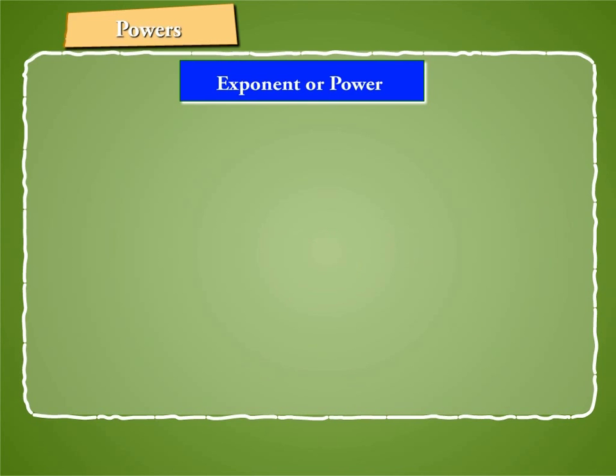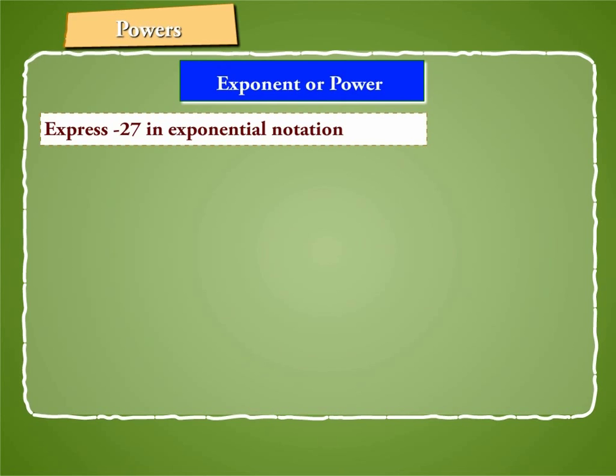Now we solve below some examples. Let us express minus 27 in exponential notation. We have minus 27 is equal to minus 3 into minus 3 into minus 3 is equal to minus 3 cube.